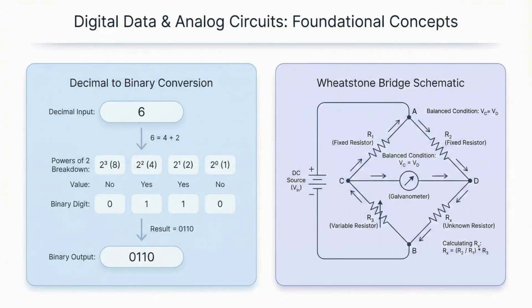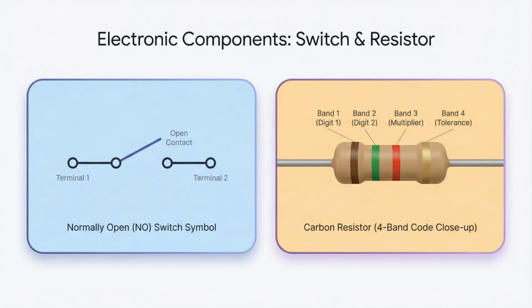Moving to logic and measurement, the decimal number 6 translates to the binary number 0110. For precise resistance measurements, a Wheatstone bridge is used, and it is true that it can accurately measure anywhere from 1 to 100,000 ohms. Understanding basic components is crucial.